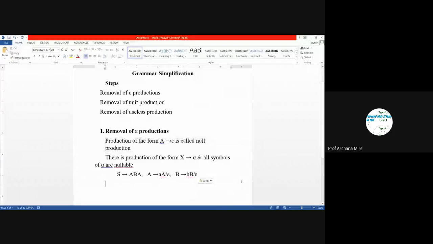Now there exists another rule as well: a production of the form X leading to alpha where all symbols of alpha are nullable. Here ABA is our alpha. And we know from these two productions that A is nullable and B is nullable. So we are aware that S will also be a nullable symbol.